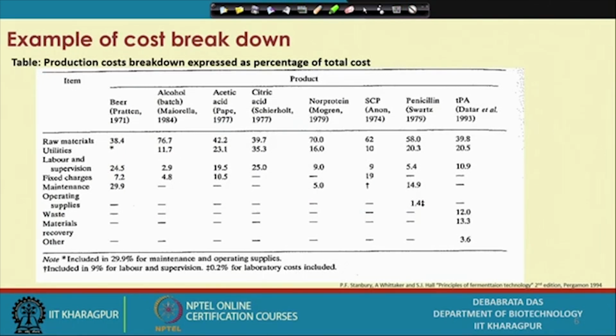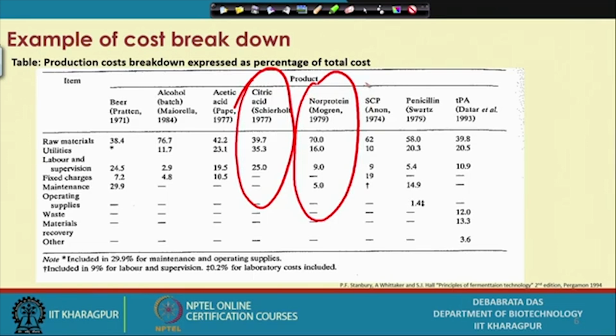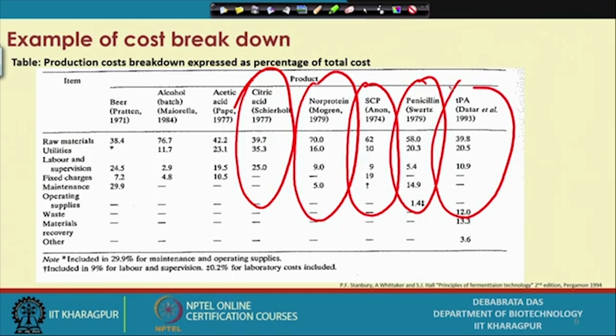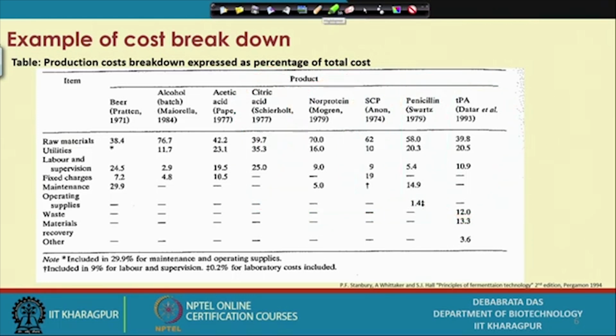Now, here is an example of the cost breakup. This table gives you some information: in case of the beer making industry, what the raw materials contribute, and how other items like labor and supervision, fixed charges and maintenance charges contribute. Then the acetic acid industry, how it is contributed. This is the citric acid industry. Then single cell protein, penicillin, and TPA. That distribution has been shown here.